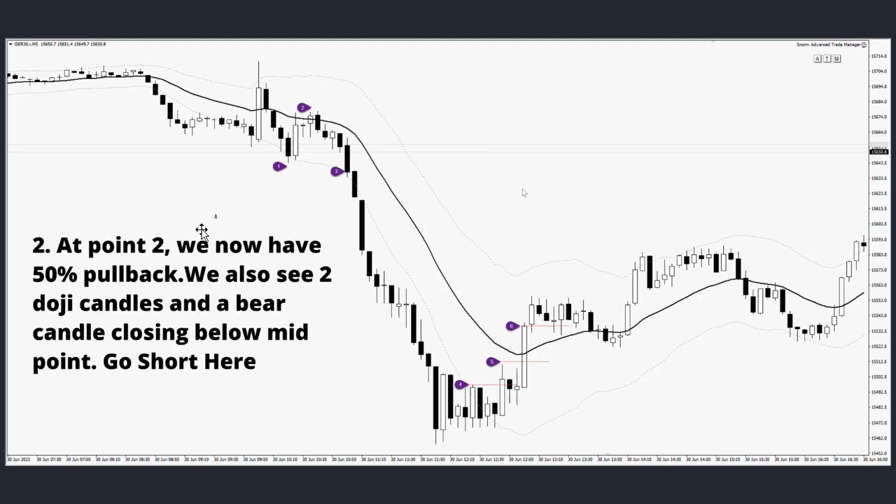At point 2, we now have a 50% pullback. So if you look at this bit, that's the move down, and the pullback up is about half of that. So that's about a 50% pullback. But that's not important. What is important is that it's actually come back to the center line, and then it started going sideways. It did not go all the way up. If it did go all the way up, then the setup would be invalid. So it pauses there, giving us the opportunity to go short. And we see a couple of doji candles and a bear candle, and we go short here.